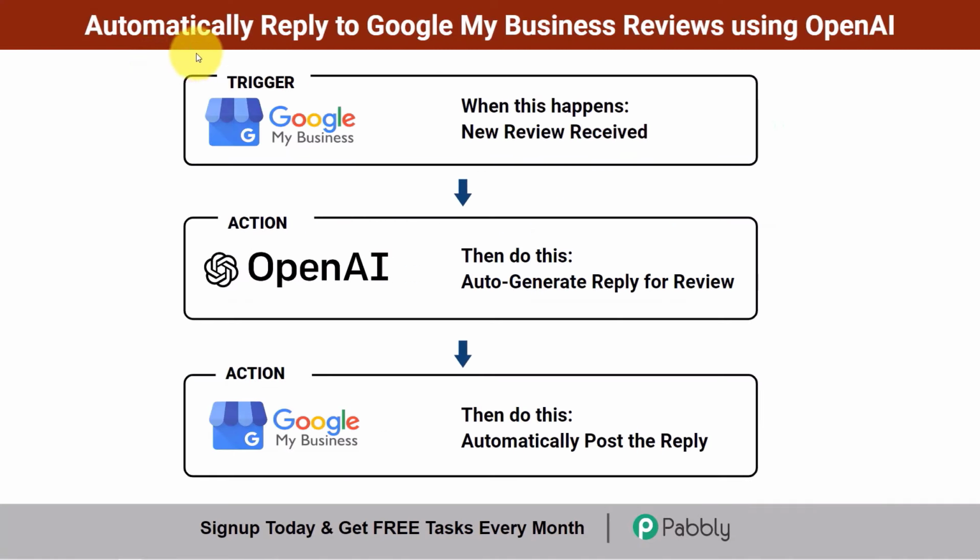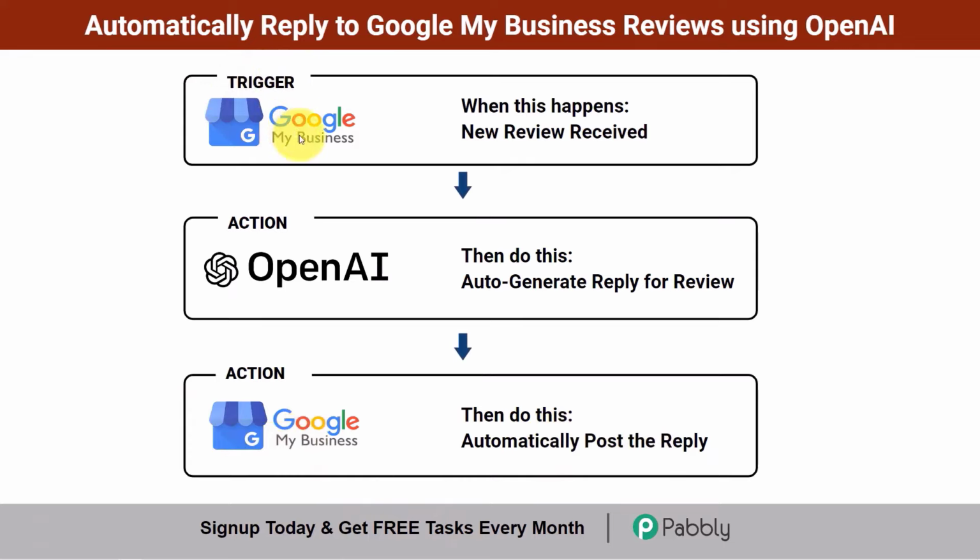In this video, we will learn how to automatically reply to Google My Business reviews using OpenAI. So let's say you receive a lot of reviews on your Google My Business profile, and the idea here is, as soon as you receive a new review, we are going to automatically generate a reply for those reviews using this OpenAI software, which works on the concept of artificial intelligence. I will tell you about this application later in the video. Now, once the reply is generated automatically, we are going to automatically post the same reply to those reviews which you are receiving on your business profile.